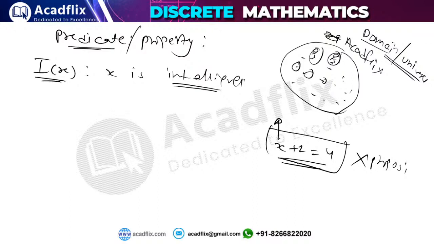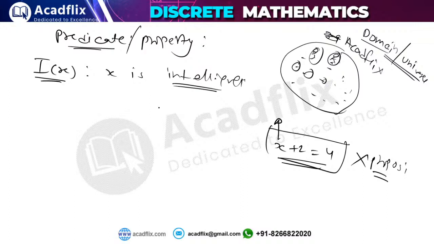When you change x, the truth value will change. So that's why this is not a proposition. Why? Because when you change x, you change the truth value of this sentence. Similarly, I(x), x is intelligent, is not a proposition. Why? Because the truth value of I(x) will change when we change x.